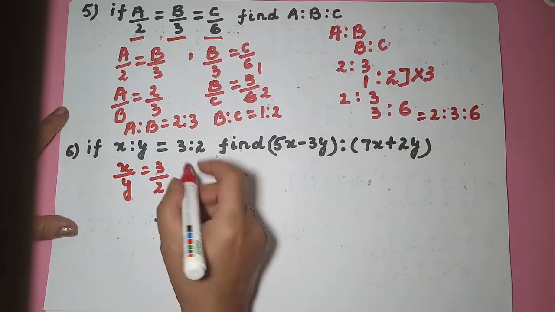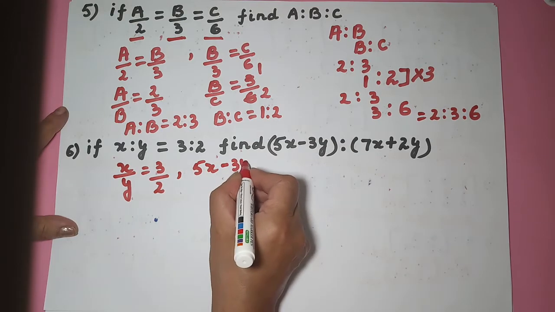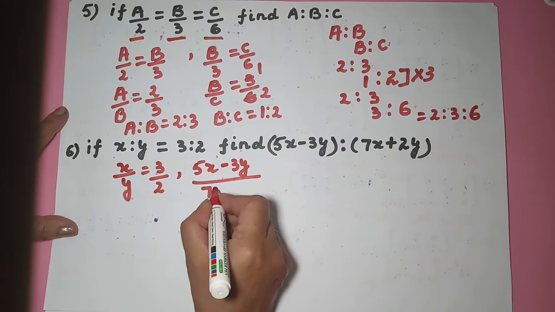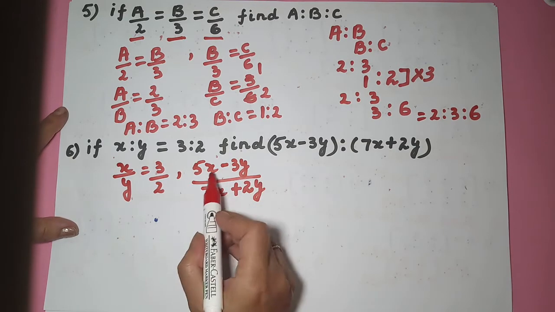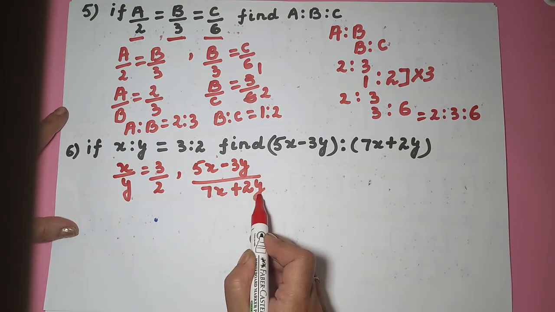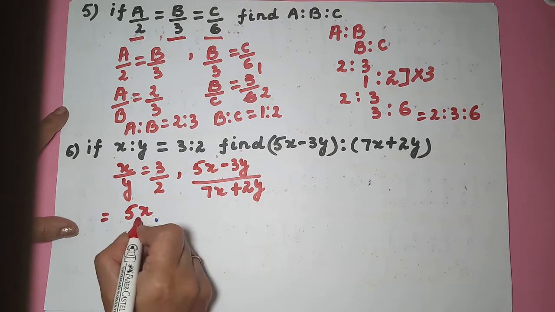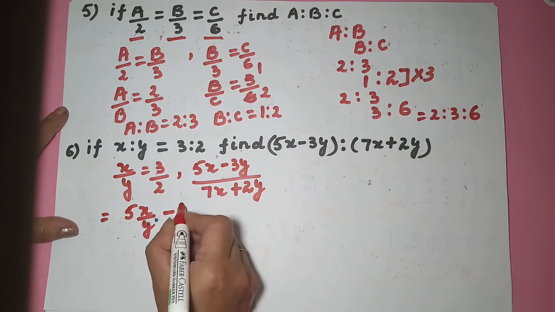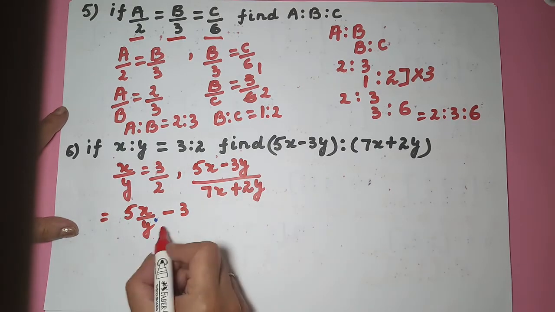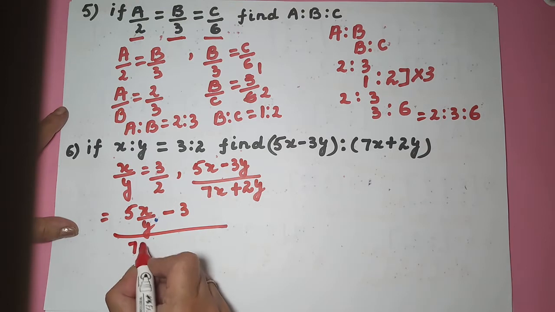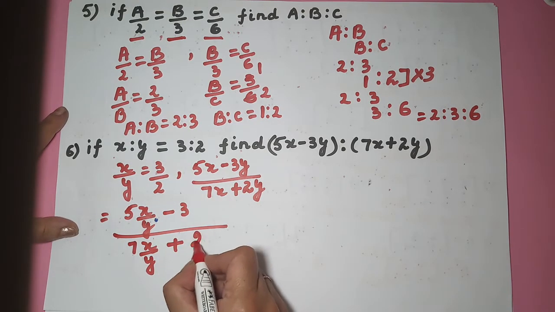Now here we are given that x upon y is equal to 3 upon 2, and we want to calculate the value of 5x minus 3y upon 7x plus 2y. So what will we do? We will divide each term here by y. So what will we get? 5x by y minus 3, because 3y divided by y, y will go, and 7x by y plus 2.